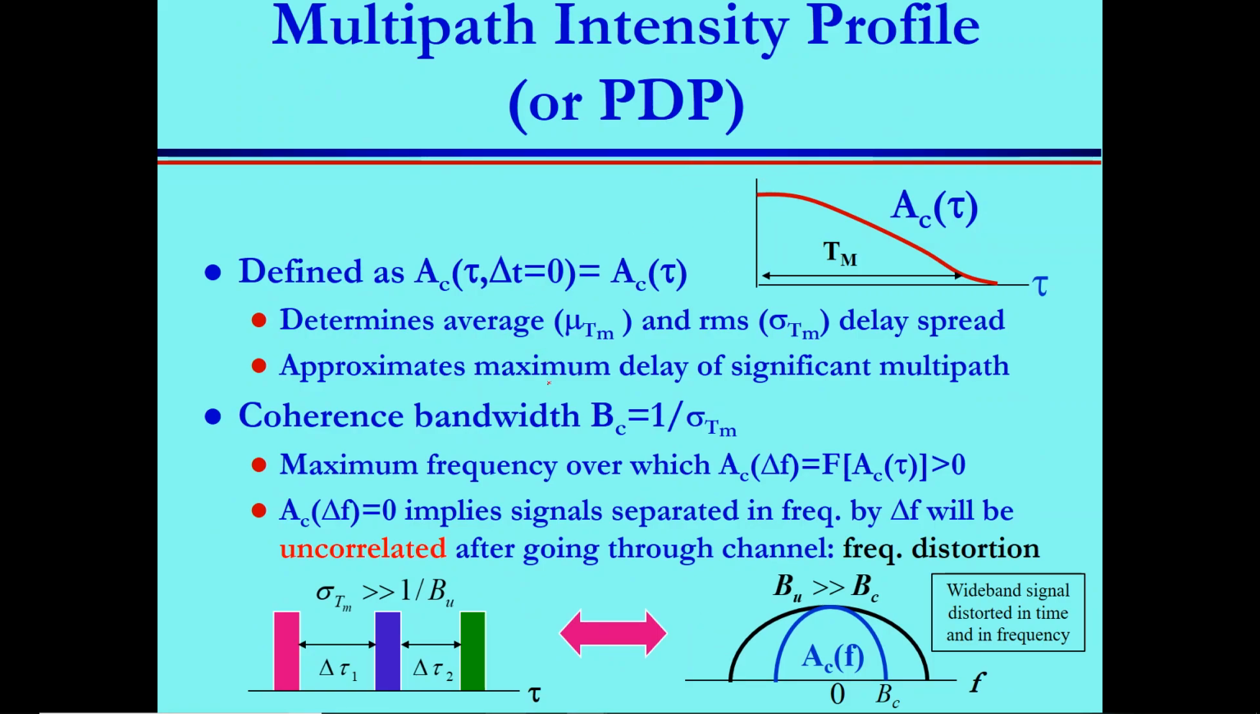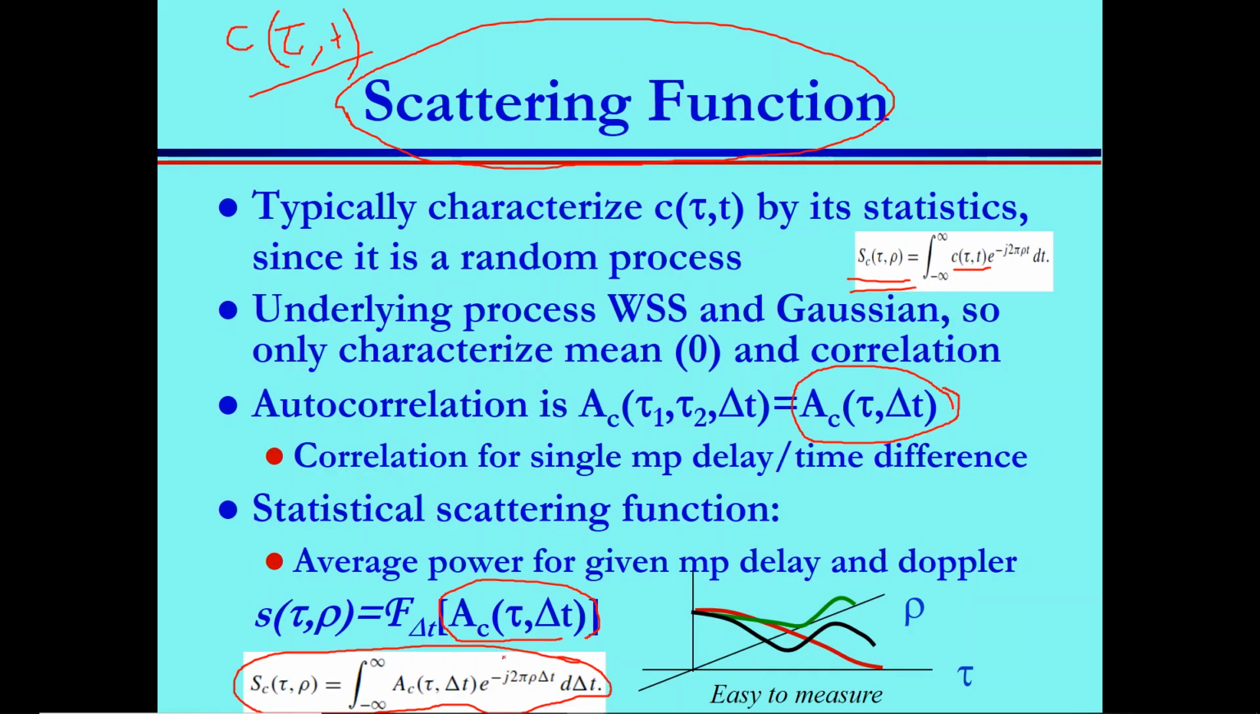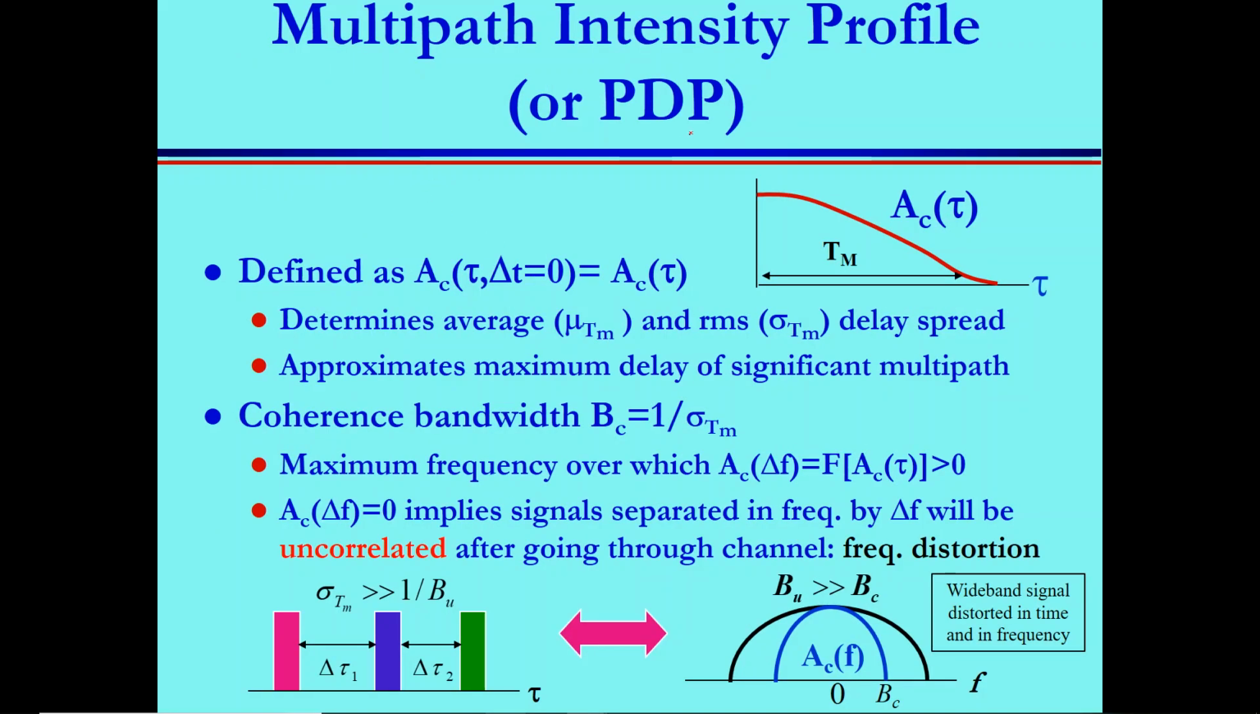Multipath intensity profile. In the multipath intensity profile, instead of taking this autocorrelation in general, you are keen to know only the effect of the delta tau delay, as the name implies. Here you have the power delay profile, multipath intensity profile.